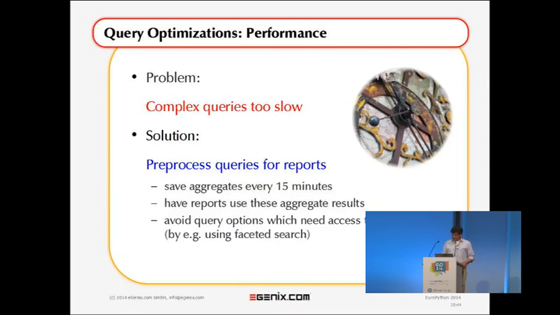Now, the next point is complex queries run too slow. For example, you have a report that's running on millions and millions of rows. Those will usually take a few minutes to run, depending on how complex they are. Of course, users don't want to wait a few minutes for this. So a common strategy for doing this is to pre-process some parts of those queries. So every, say, 50 minutes, you run the queries, you put them into a separate table, and then you run your reports on those query tables.